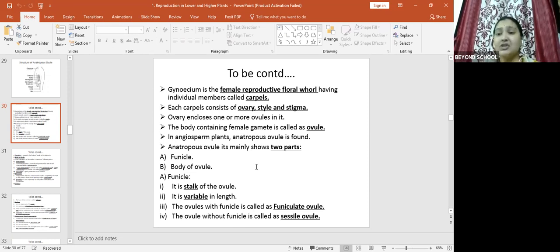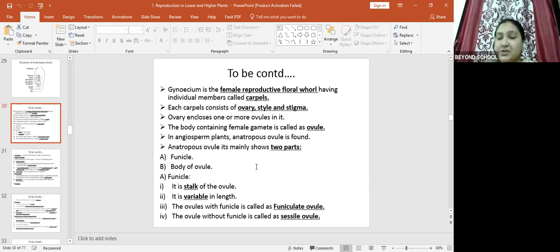Among all the flowering, seed-bearing and fruit-bearing plants, called angiosperms, सारे एंजियोस्पर्म में अगर आप देखोगे सिद्धांत तो एनाट्रोपस ओव्यूल ही आपको मिलेगा. All right. Now, this anatropous ovule, which we are going to study, is divided into two major parts. The first one is called the funicle, and the second one we call the body of the ovule. Now, let us begin with the funicle. All right. Now, this funicle, which we also call the stalk, I told you while introducing the diagram itself.